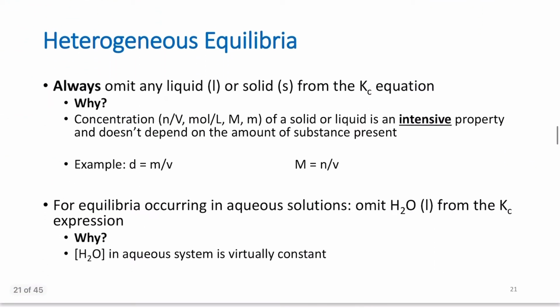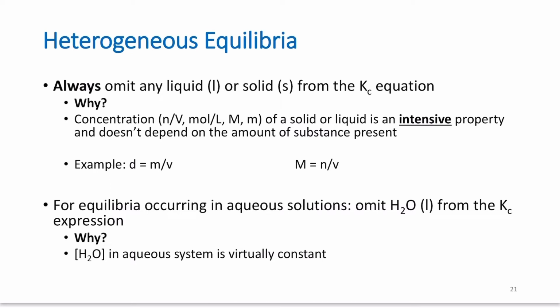Now, you do have to be aware of something though. If you remember, we've only done homogeneous so far. I've only talked about gas systems. In heterogeneous equilibria, not everything gets put into the expression. So far, I've written every reactant and every product into my K expression, or my equilibrium expression. But I don't always do that. If you have solids or liquids, we omit them from your K expression.